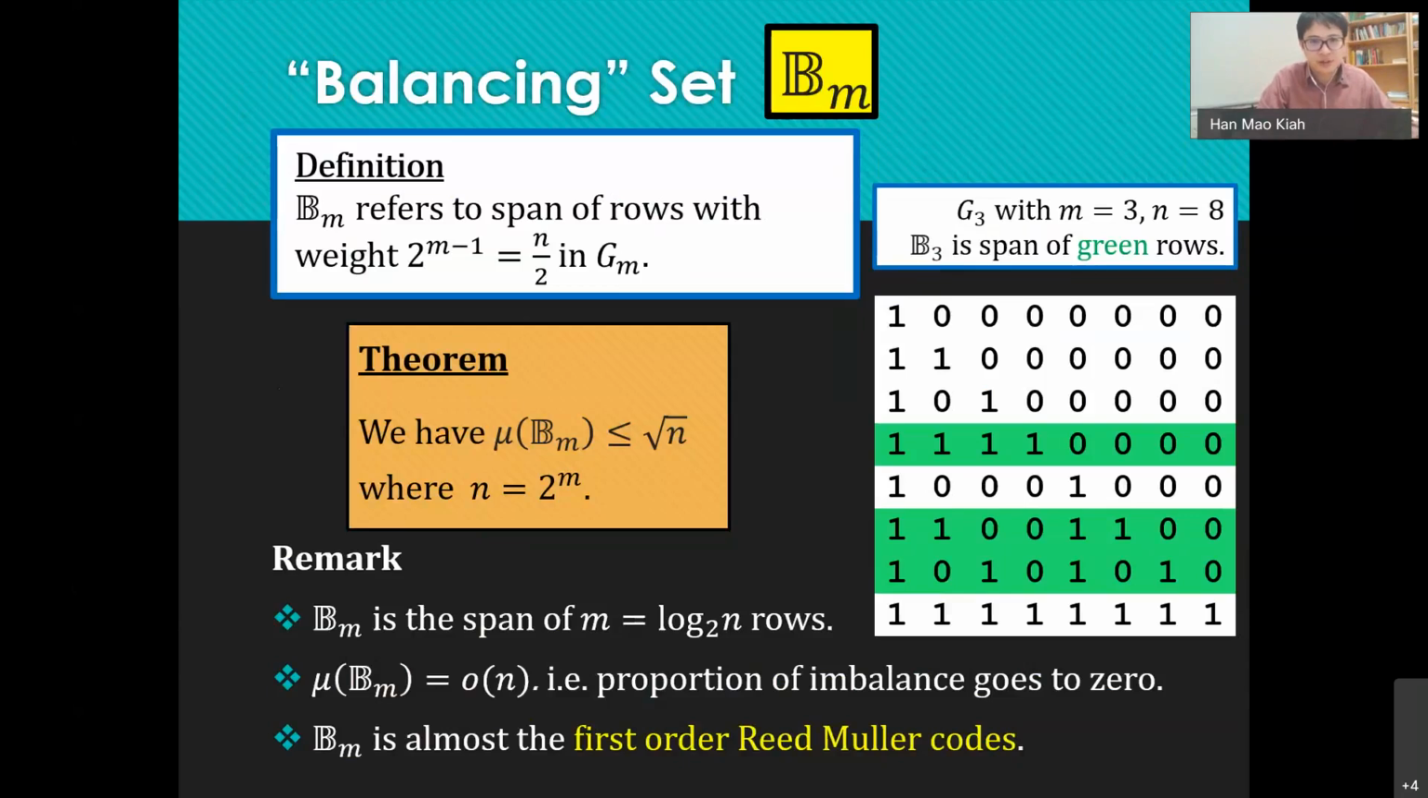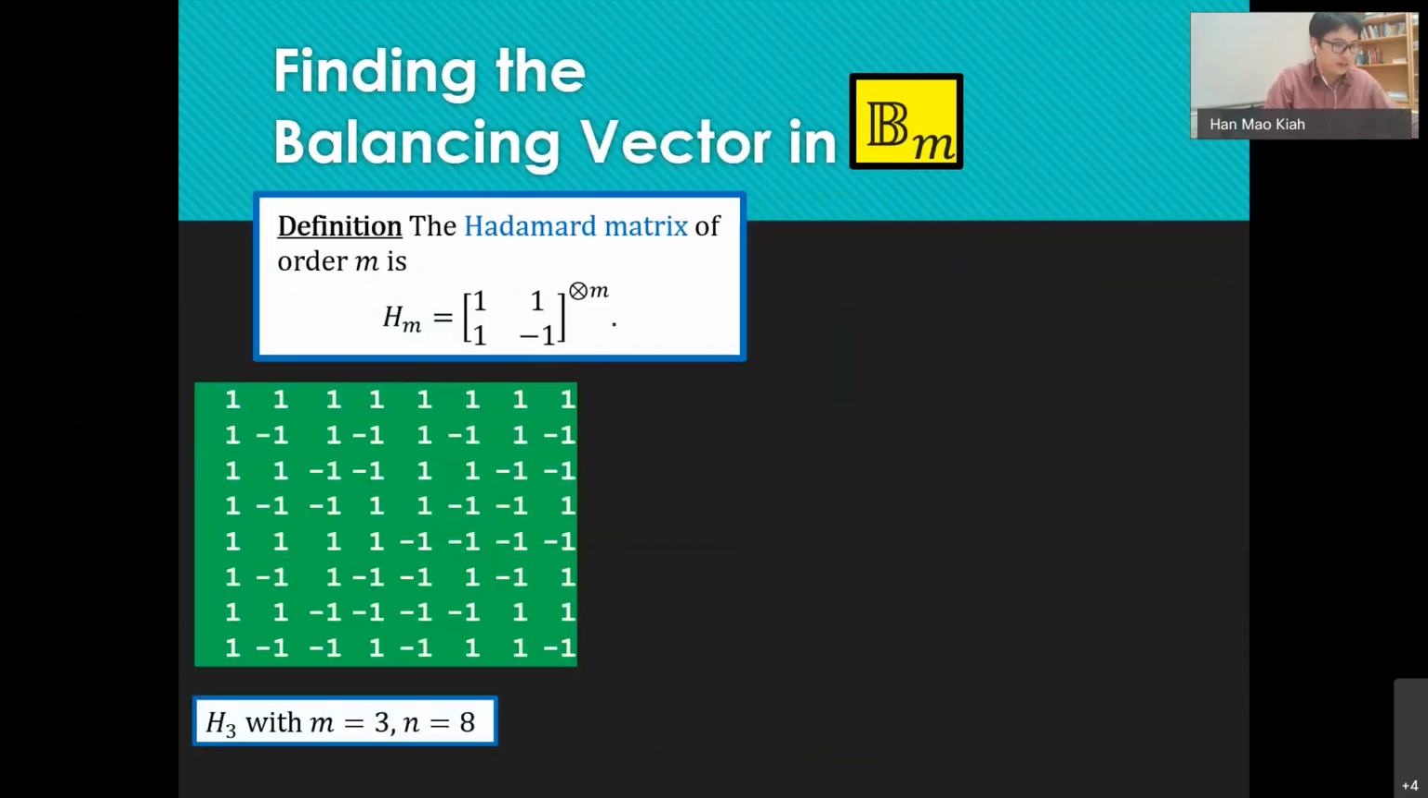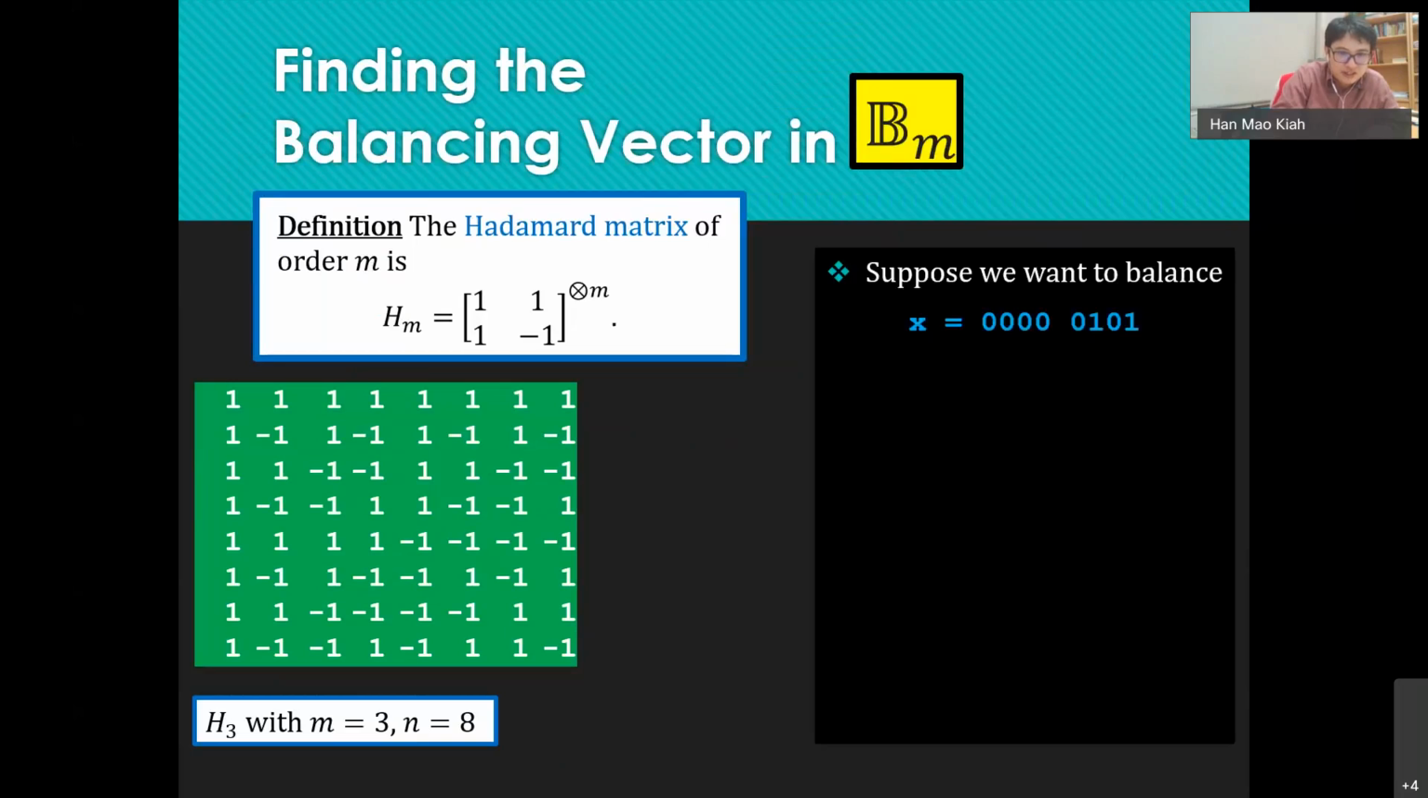Now, in the interest of time, I will not derive the guaranteed imbalance. Instead, I will simply demonstrate how to obtain the balancing vector by a simple example. A key ingredient in this step is this famous matrix known as the Hadamard matrix. The Hadamard matrix is also a tensor product, of this plus-minus 1 matrix. Here again m is 3, so we obtain this 8 by 8 matrix. Suppose you want to balance this word x, which is 0, 0, 0, 0, 1, 0, 1, what do we do?